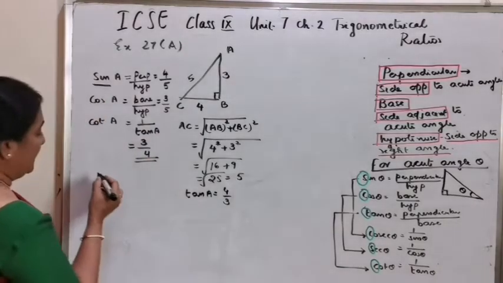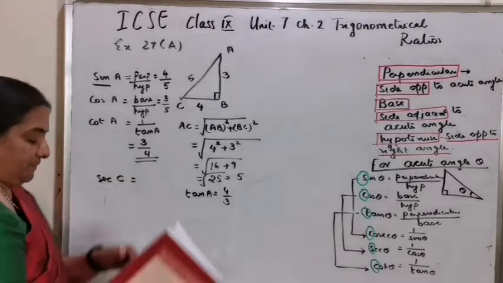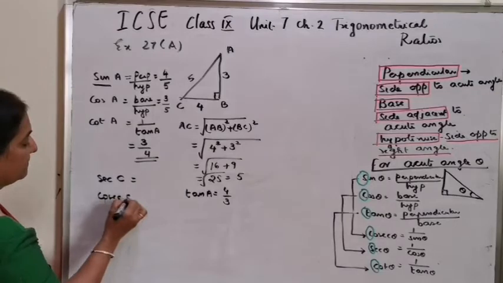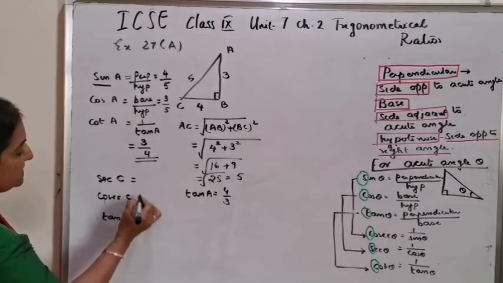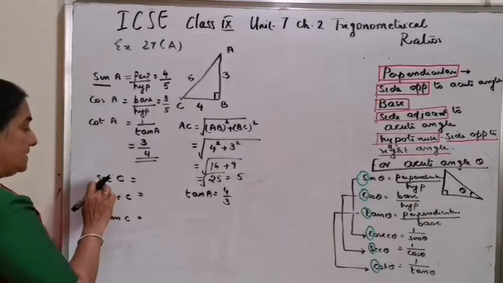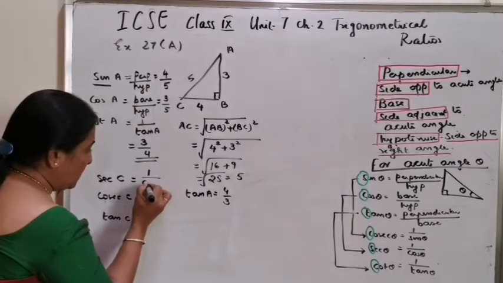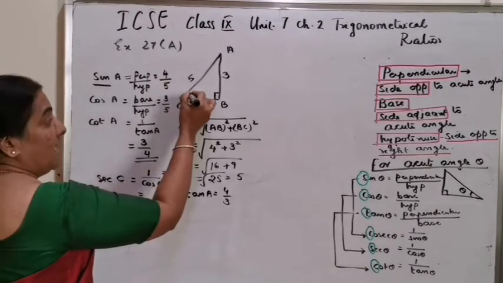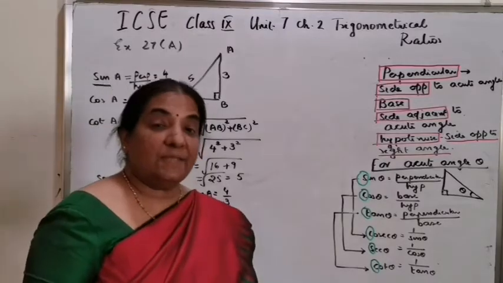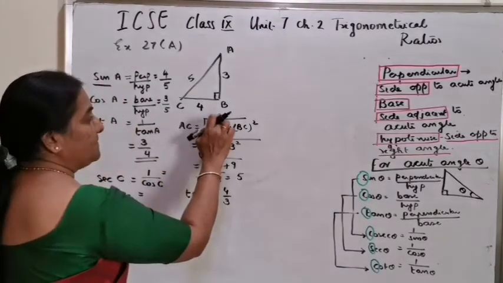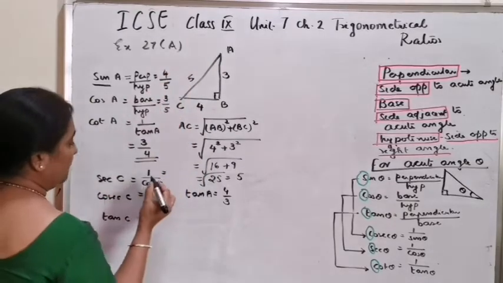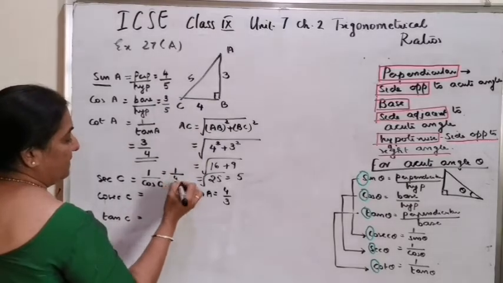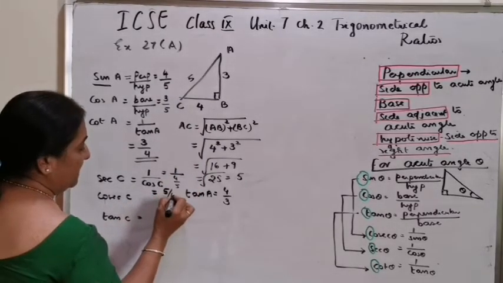Number 4, sec C, then the value of cosec C, the value of tan C. Now, the ratio sec is always the reciprocal of cos C. From the figure, for angle C, what is the meaning of cos C? Adjacent side, that is base by hypotenuse. So it is the same as 1 by 4 by 5, which is the same as 5 by 4.